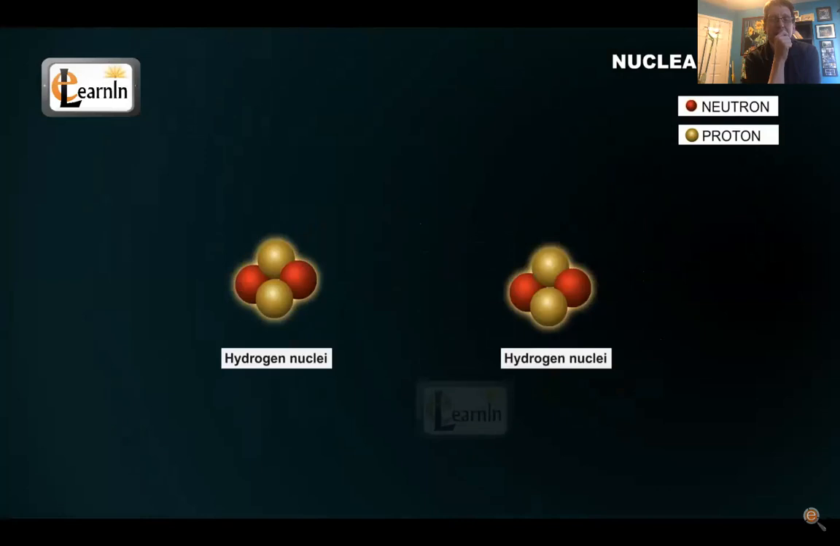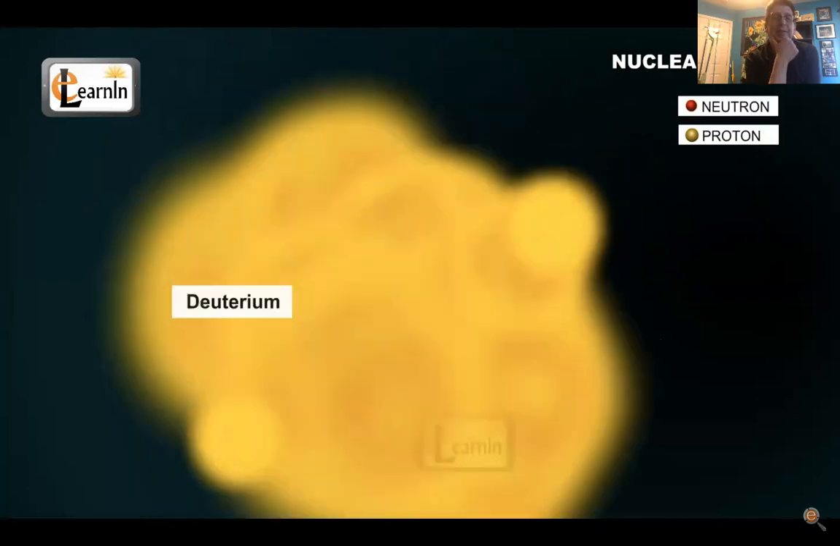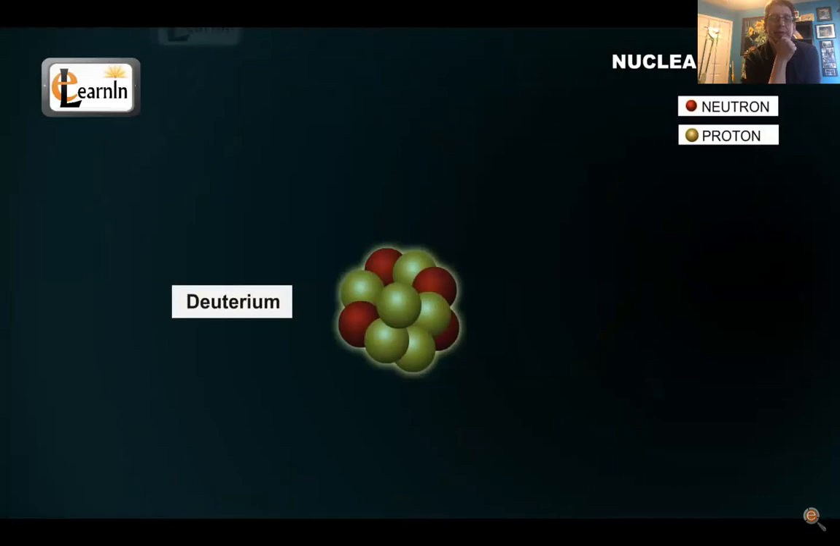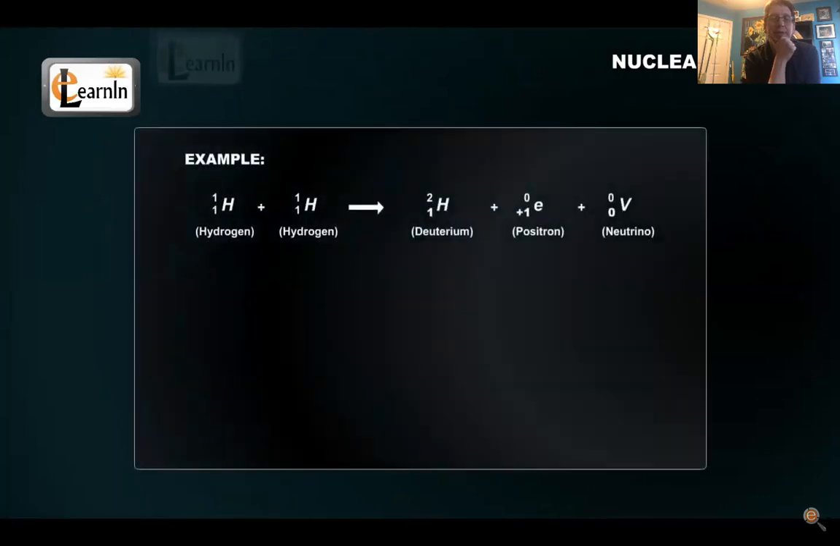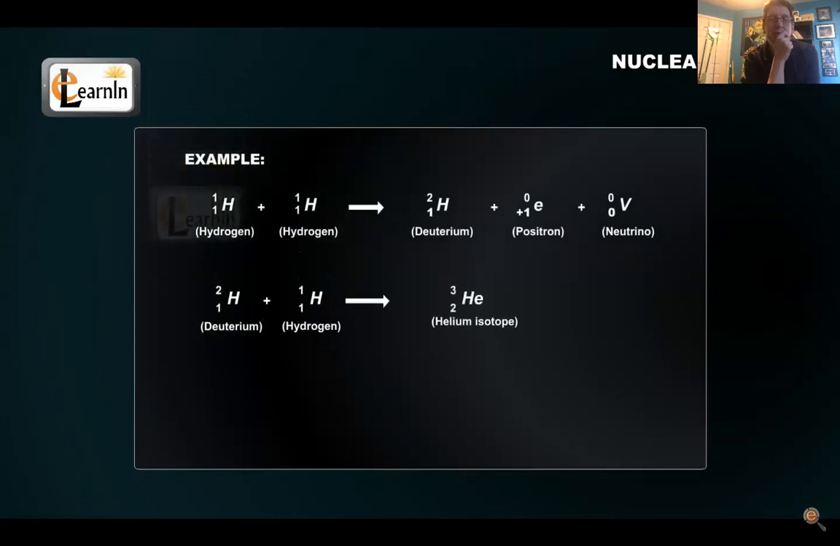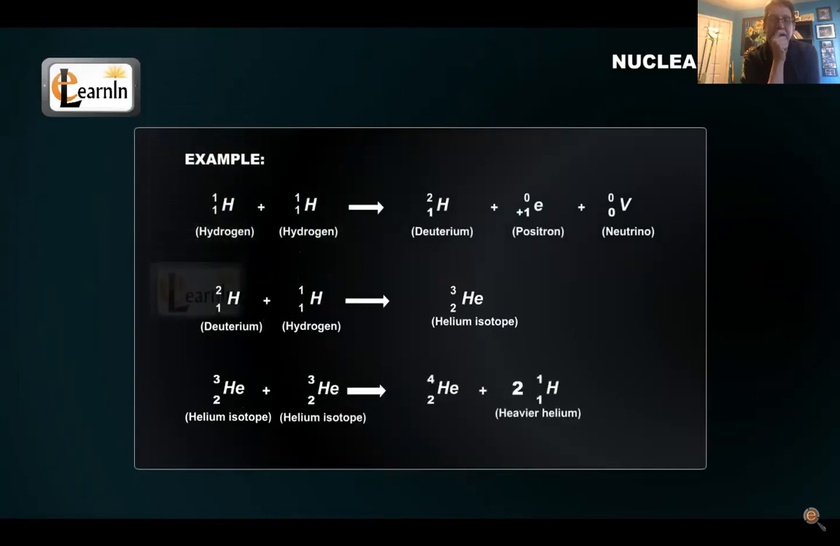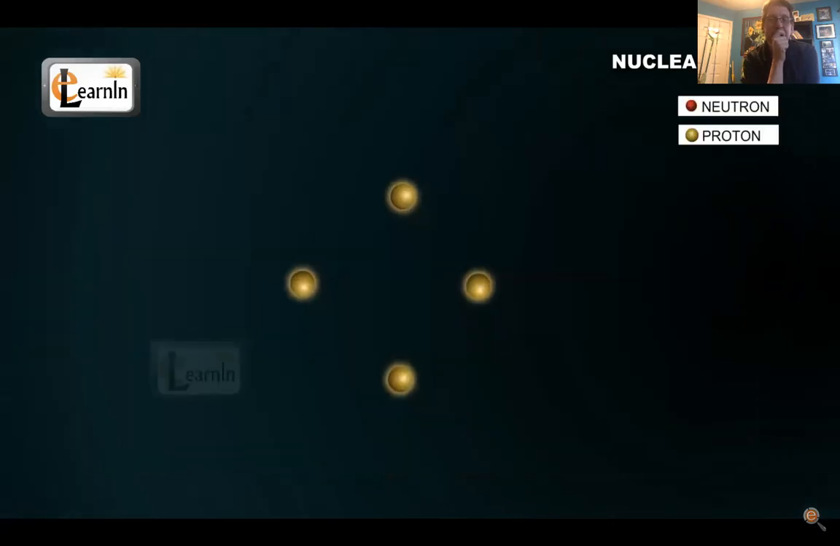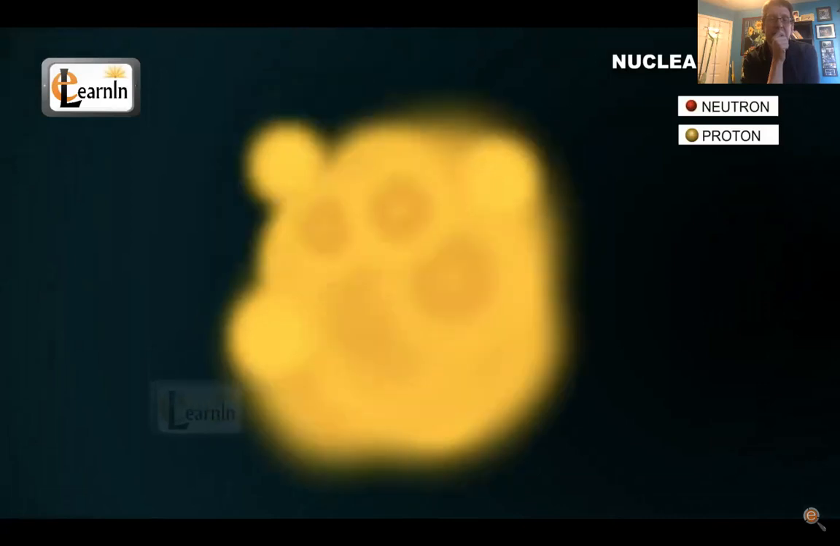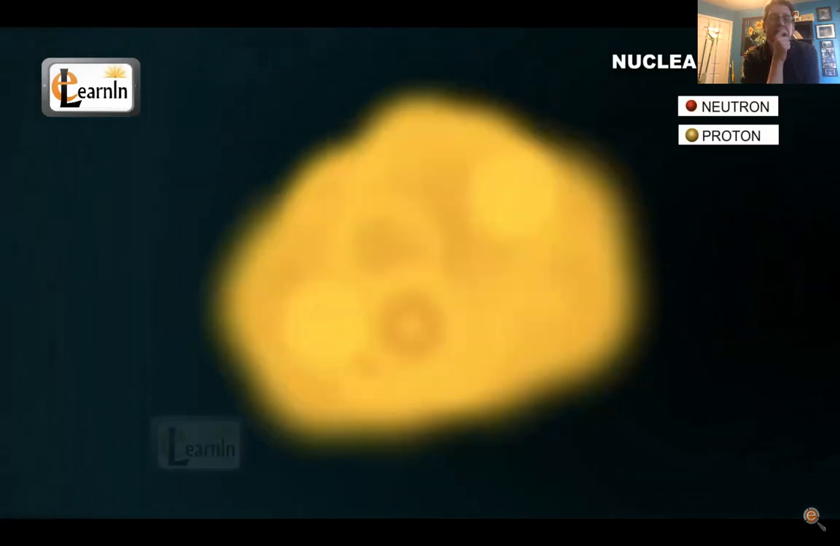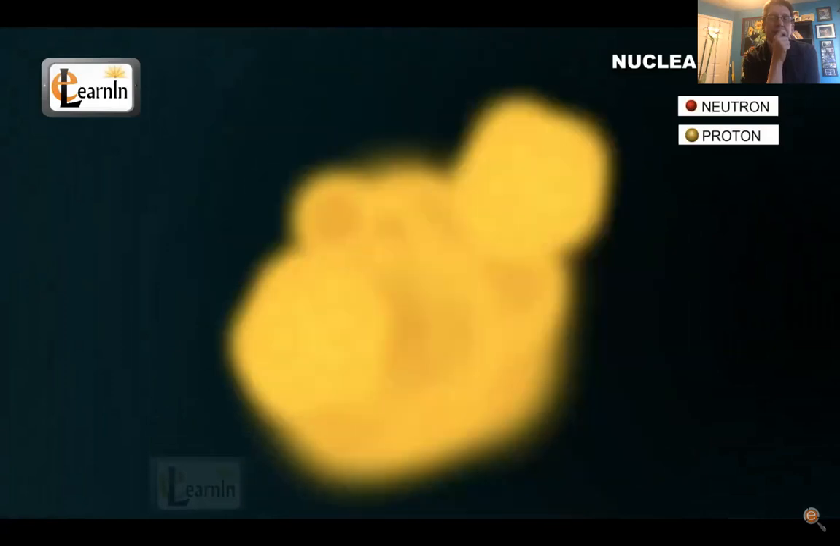Consider the example of two hydrogen nuclei combining to form deuterium. Here, one hydrogen atom combines with another hydrogen atom, giving deuterium, one positron and one neutrino. This deuterium, in turn, combines with another hydrogen nucleus to form a helium isotope. If two such helium isotopes are fused together, the formation of heavier helium takes place. These three steps of a nuclear process, where four protons are fused together to form the heavier helium-4 nucleus and enormous amount of energy, is a nuclear fusion reaction.